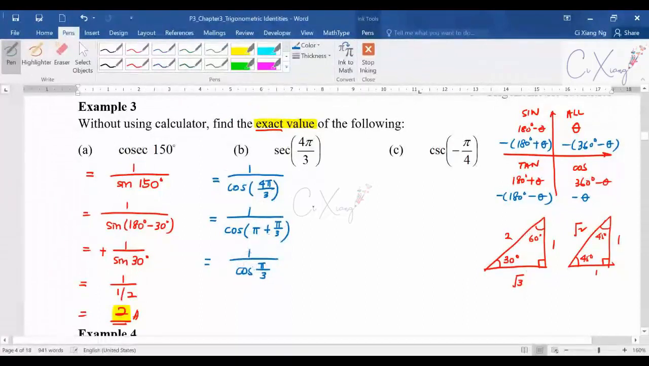So 240 is in the third quadrant. For the third quadrant, only tangent is positive. That means cos will be negative. Then you should have negative 1 over cos 60. So cos 60, what's the value? Square 1 over 2 also. So eventually you have the value negative 2.